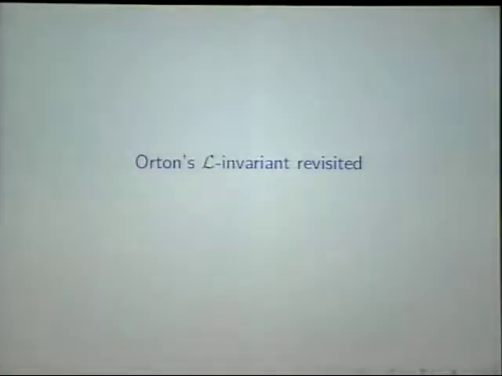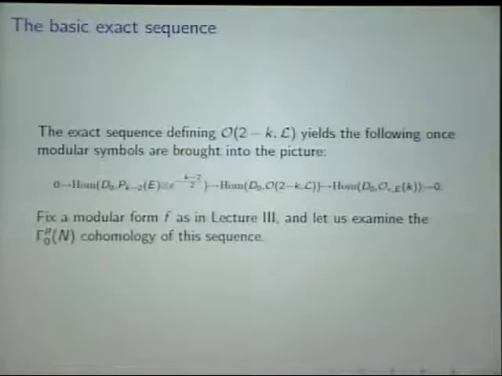So now we have to put the L invariant into the picture. So we have to look at this exact sequence. First of all, here's our functions on the upper half plane. And here's our things that we got by integrating them. And here's the kernel. So this map from here to here is the derivative. And we take HOM of D0 into that space, we get this exact sequence.